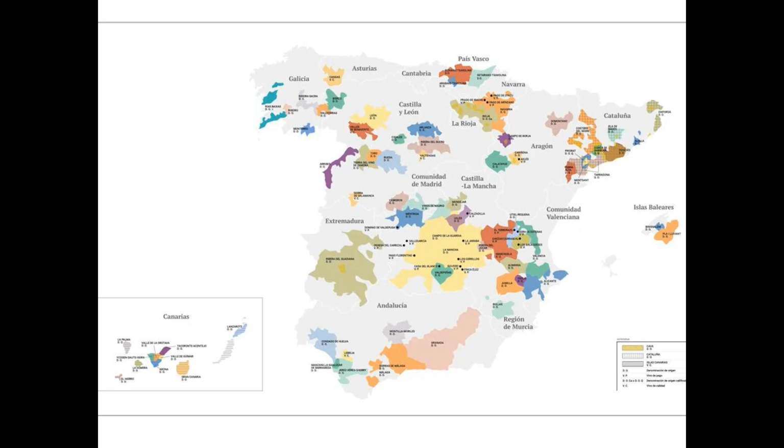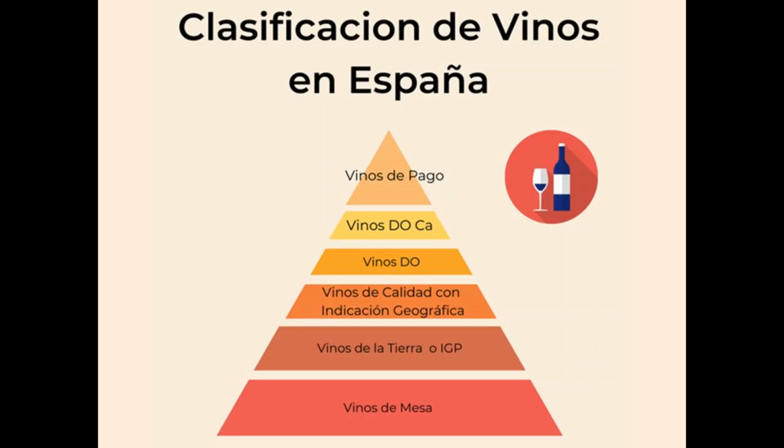There is a higher level of DO called the DOCa, which is a kind of excellence, nirvana for the winemakers. Everything about the process and the quality is higher and stricter, and there are only two regions that boast this level: Rioja, naturally, and Priorat, which is a region from Catalonia.